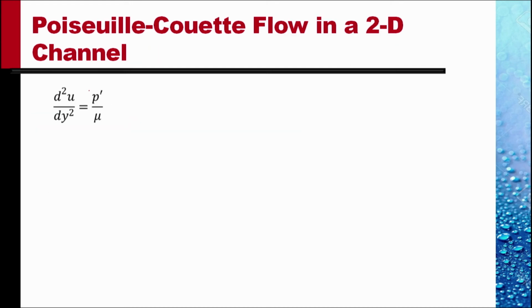This equation is to be solved with the boundary conditions u is equal to 0 at y is equal to minus b. That is, the lower plate is stationary, and because of no slip, the velocity of the fluid at that plate is 0, and u is equal to v naught at y is equal to plus b. The upper plate is moving with the velocity v naught, and because of no slip, the velocity of fluid near the upper plate must be equal to the velocity of the plate, v naught.